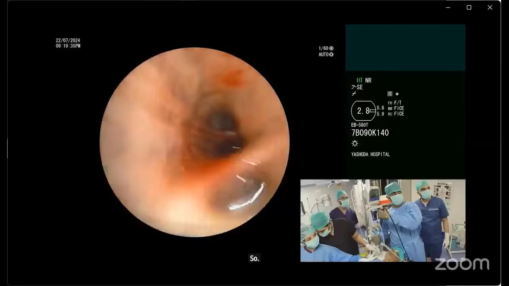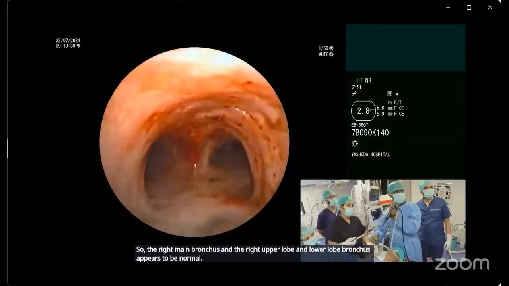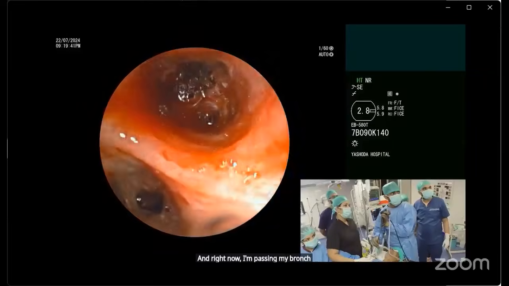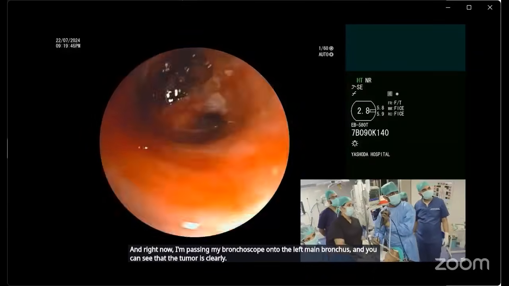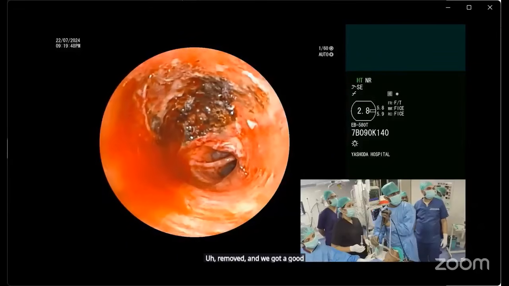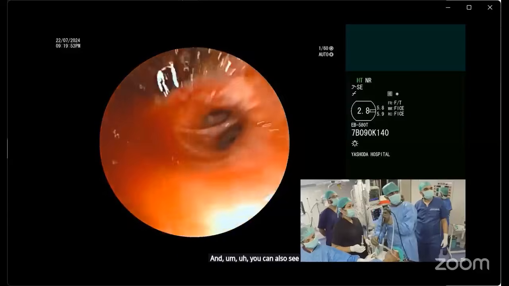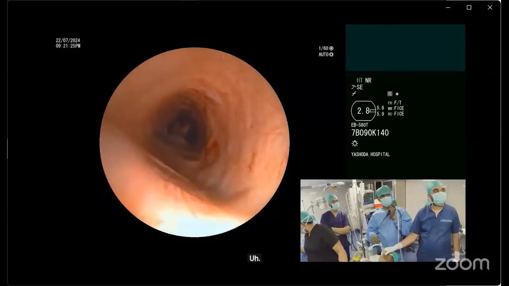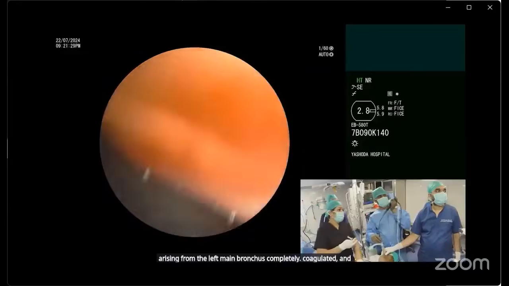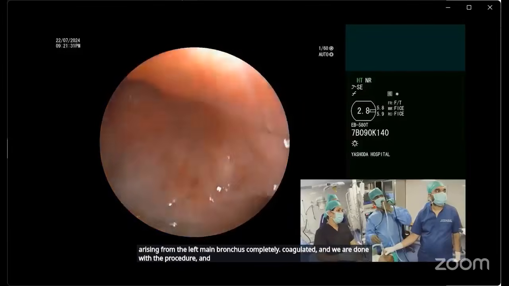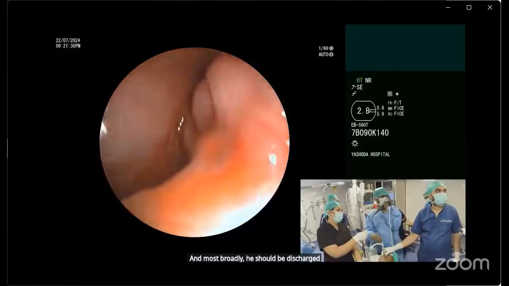So the right main bronchus and the right upper lobe and lower lobe bronchus appear to be normal. And right now I'm passing my bronchoscope onto the left main bronchus, and you can see that the tumor is clearly removed, and we got a good recanalization of the lingular lobe bronchus. And you can also see that the tumor arising from the left main bronchus is completely coagulated, and we are done with the procedure, and now the patient will be extubated on table, and most probably he should be discharged the very same day with proper post-op.